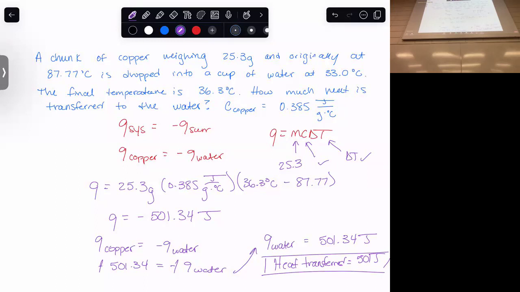The exam, I think, is all multiple choice. And so the only way that they would have to round is if they give you, right, 500, 501, 501.3, 501.34, then you would have to take it that way. What other questions do we have on this one? Does this make sense, how we use Q system versus Q surroundings? Yes.